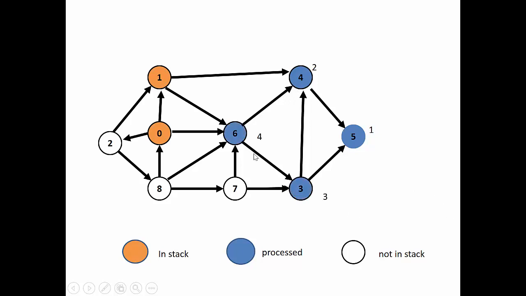So the next one, we're going to process 3 and 4 because we can't go anymore. So we process 3, then we process 6, and then we backtrack to 1. So at 1, we cannot go anymore. These have been processed, so we're going to process 1, and then we backtrack to 0. From 0, you can create a new path, 0 to 8, 7.